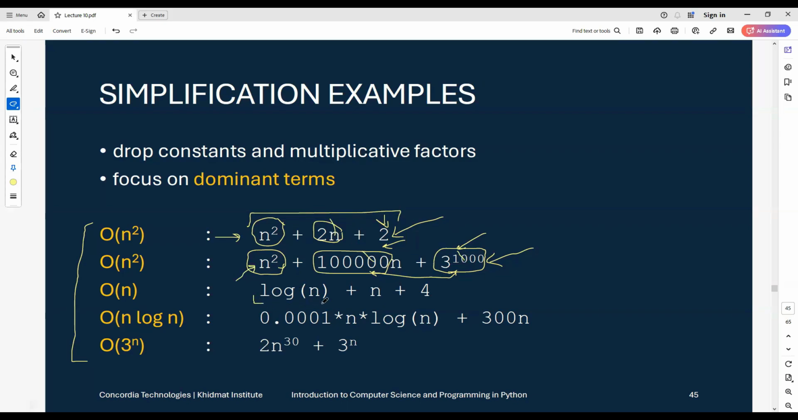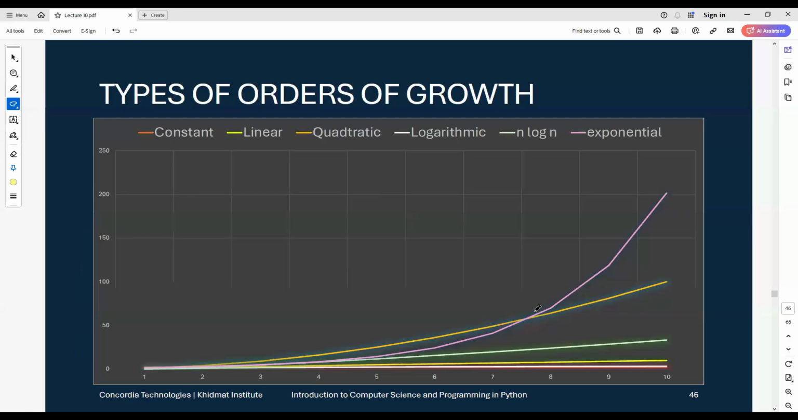In this example, we have n being involved in two different types of operations here. We have log of n and n by itself and a constant 4. The dominant term here again is only n, so the complexity of this expression would be big O of n. And over here, the dominant term is n times log n, so this is a log linear algorithm. And in here, it may look a little bit difficult to identify, but between n raised to the power 30 and 3 raised to the power n, this is the dominant term when n becomes very large.